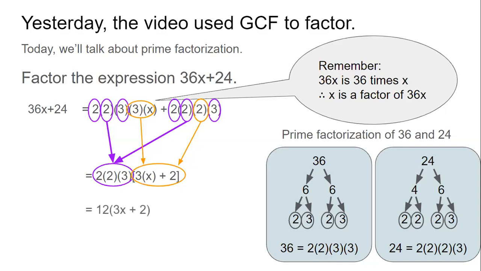So let's simplify 2 times 2 times 3. 2 times 2, that's 4, times 3, that's 12. So our final expression is going to be 12 times the quantity 3x plus 2. Now let's double check to see that we got that right. 12 times 3, that's 36. So that first term would be 36x. 12 times 2, that's 24. So we've got our final answer. Factoring the expression 36x plus 24 will get us 12 times the quantity 3x plus 2.